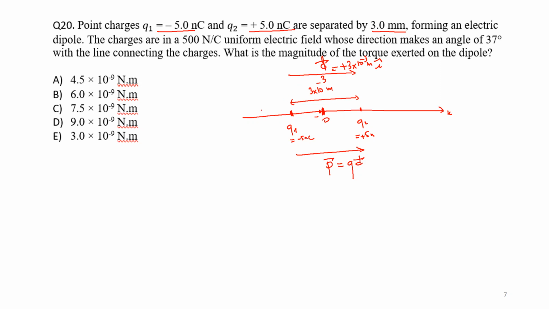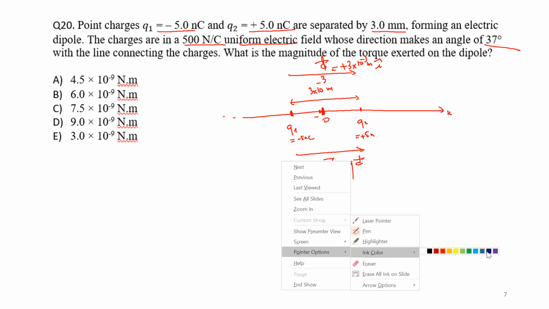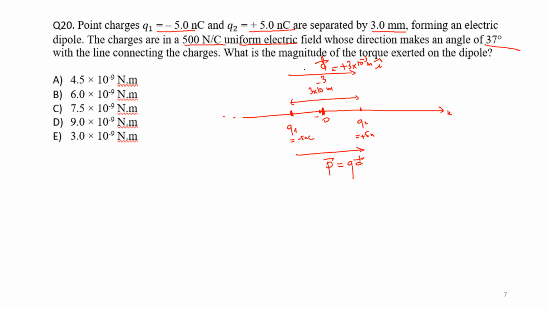Now, these charges are in a 500 Newton per Coulomb uniform electric field whose direction makes an angle of 37 degrees with a line connecting the charge. So the line connecting the charge is the x-axis. Now my electric field, let me draw it in another color. The electric field is in this direction here.